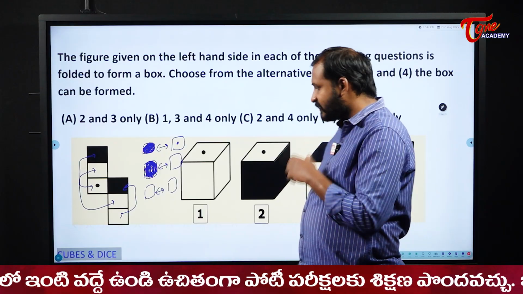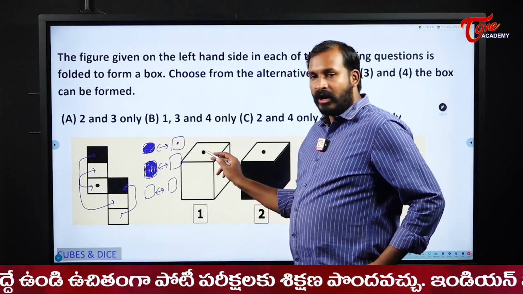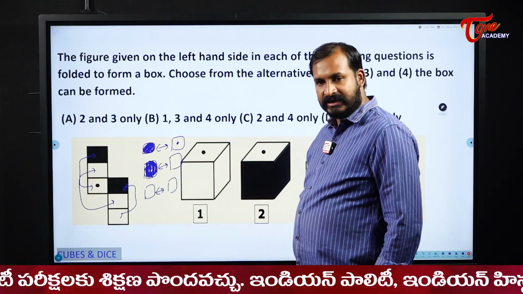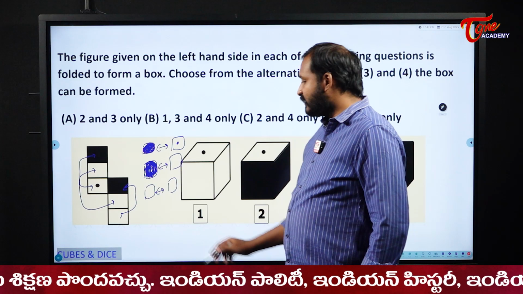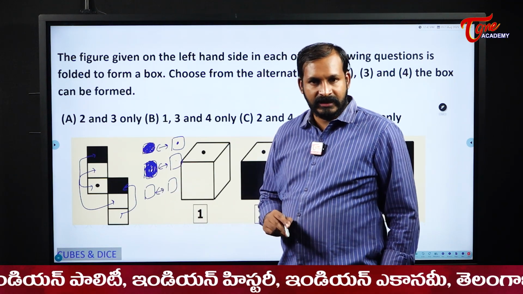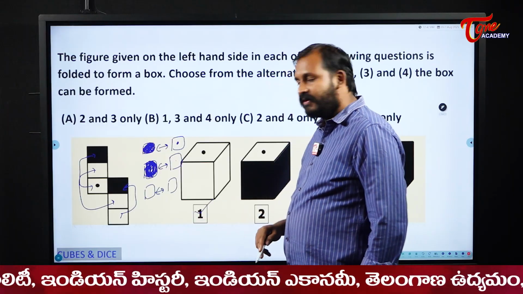Now see my first option. Dot, two empties. There is chance, right? Yes, sir, there is chance. Don't say that, sir, empty and empty. Not this empty. It can be this empty also, right? So there is chance for my first figure.